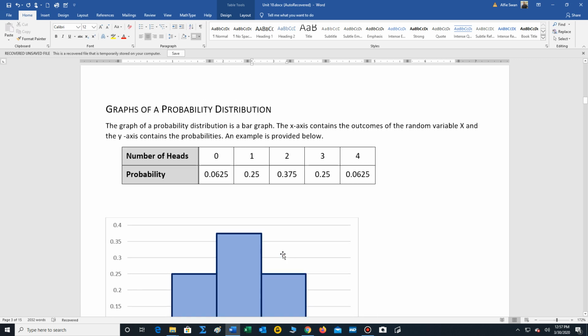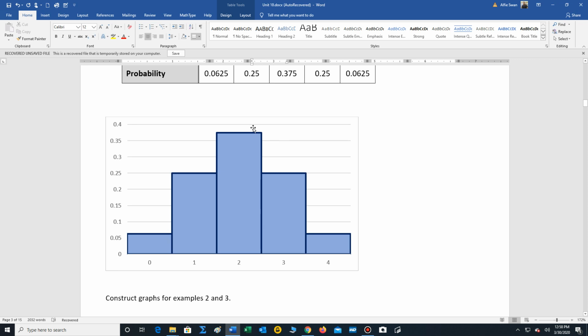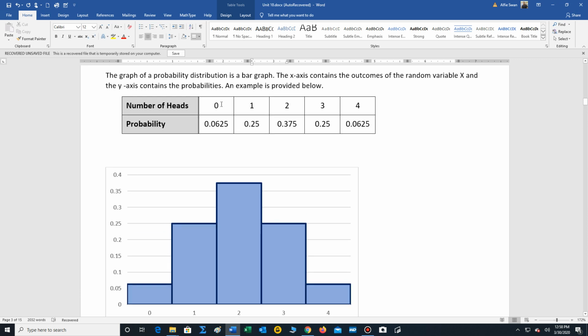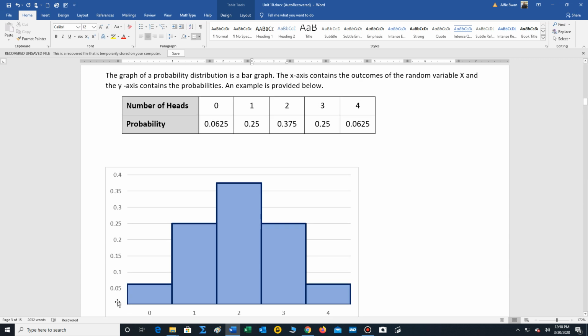Also later on, we're going to have to graph these probability distributions. So here's an example where a coin is flipped 4 times and we're counting the number of heads. So that could be 0, 1, 2, 3, 4. And then we list the corresponding probabilities below. But now we want to graph this distribution. Well, it's going to be a bar graph. On the x-axis, we list the number of heads, 0 through 4. On the y-axis, that's where we graph our probabilities. So the probabilities are the heights of the bars.